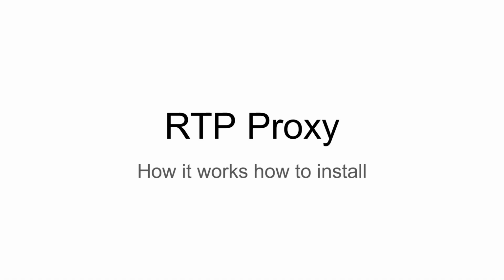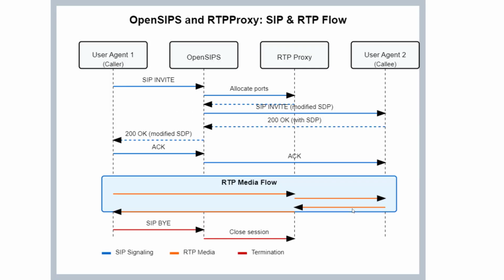Lots of people ask me how RTP proxy works and how to install it, so I dedicated this video to RTP proxy. After RTP proxy is installed, it is a separate daemon, a separate module. You have to start RTP proxy and connect it with OpenSIPs because there is some communication between OpenSIPs and RTP proxy. Usually the flow is like here.